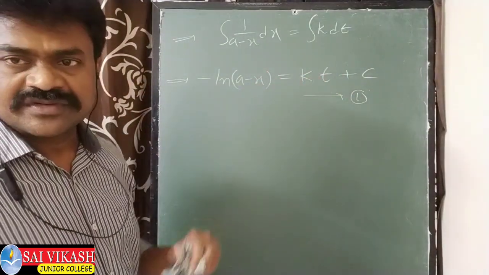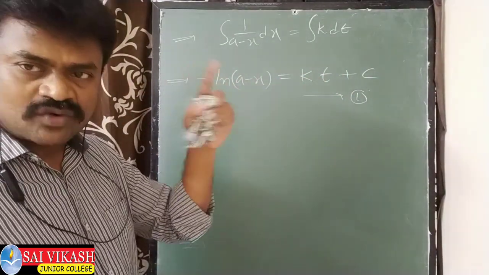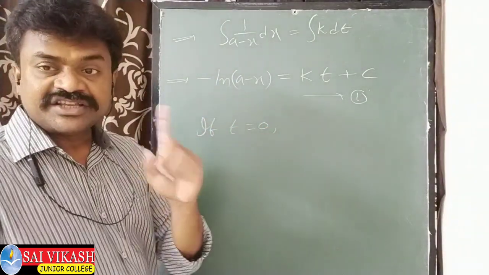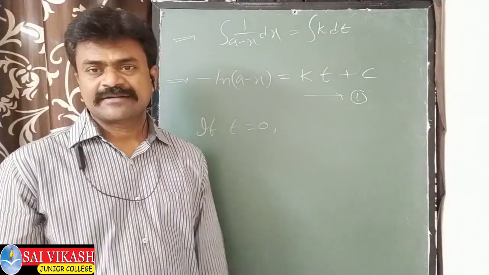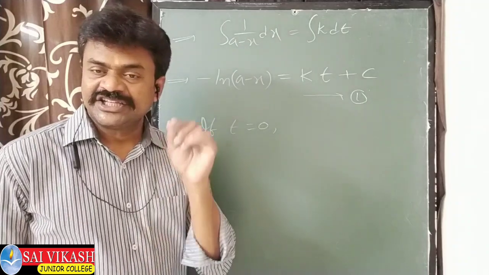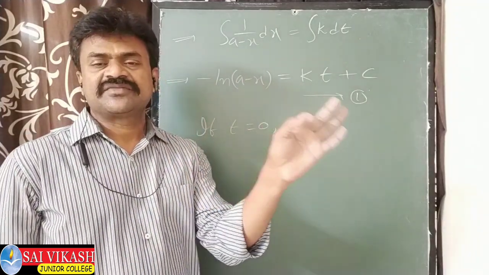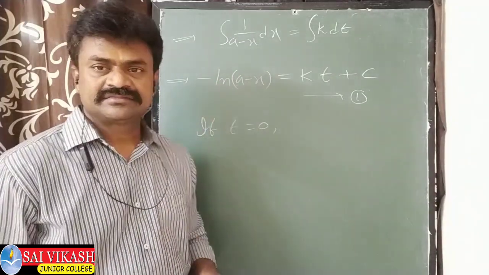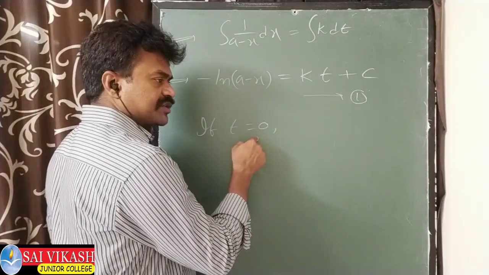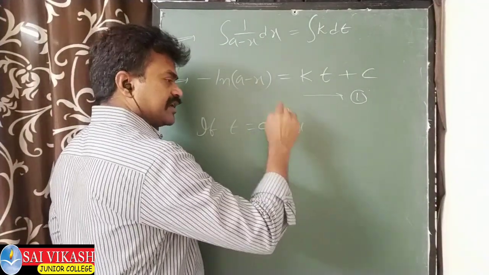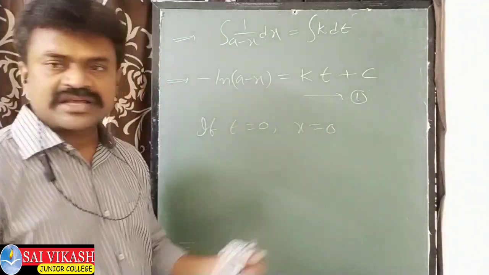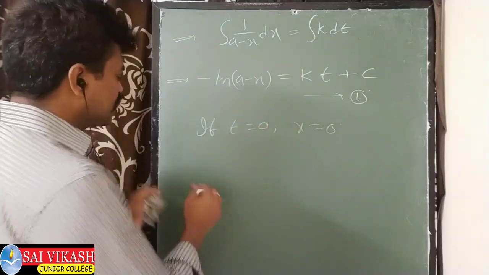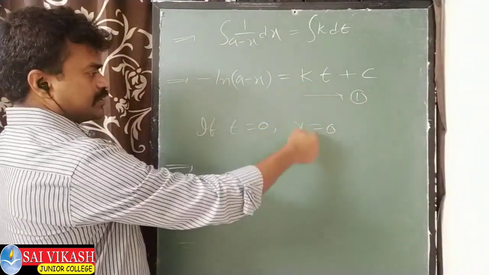So how do you find the value of c? To find the value of c, see, if time equal to 0, initially, what is the value of x? Nothing. Initially only the concentration of reactant a is there; x won't come, x will come at time t. So initially when time equal to 0, the concentration of reactant lost is 0. कुछ भी loss नहीं होगा initially. So at time 0, x value is 0. Substitute these values there. What will you get? In the place of t, 0, in the place of x, 0.